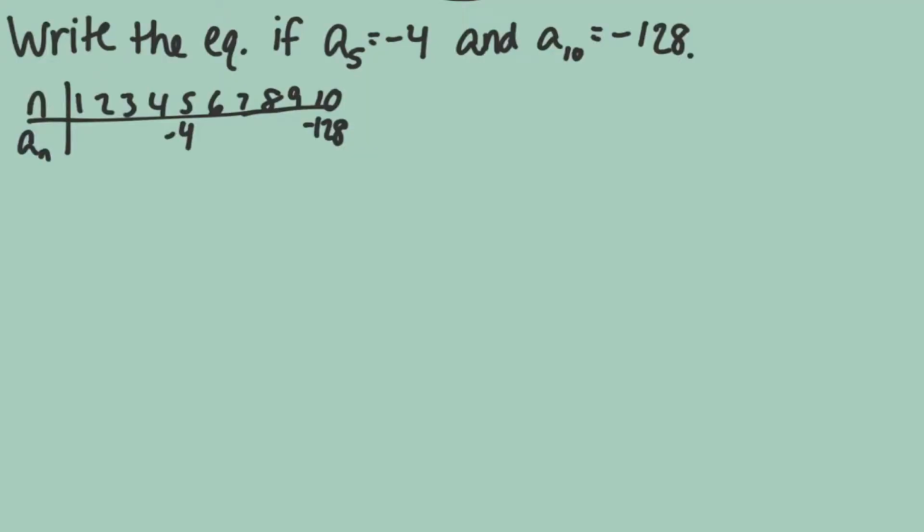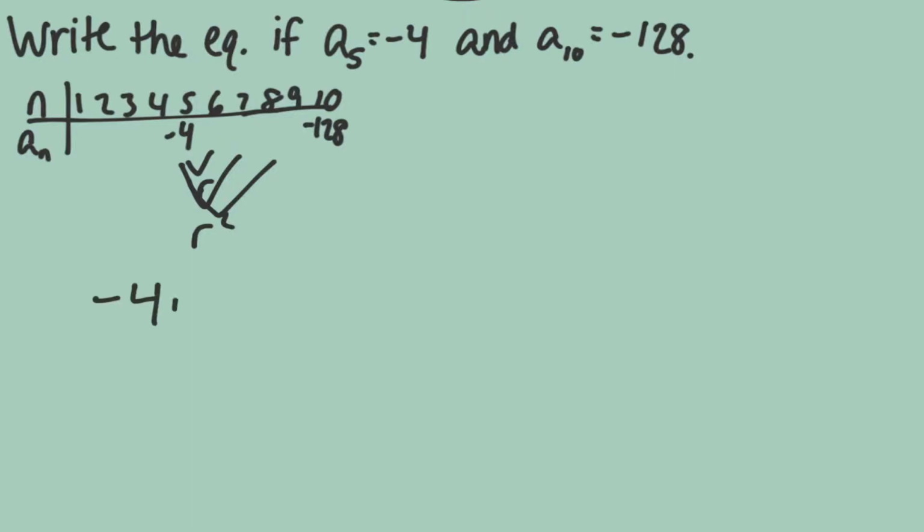One way is to look and see, to get from the fifth term to the sixth term, we have to multiply by r, the common ratio. To get from the fifth term to the seventh term, we have to multiply by r squared. To the eighth, r cubed. So what we're going to end up doing is multiplying -4 by r to the fifth to get -128.